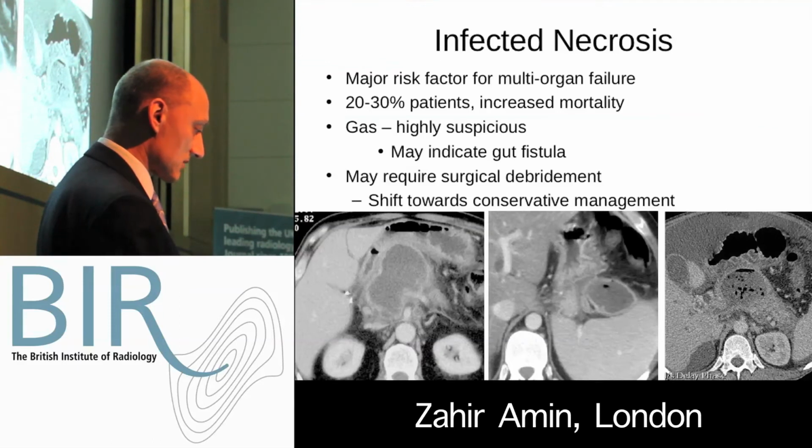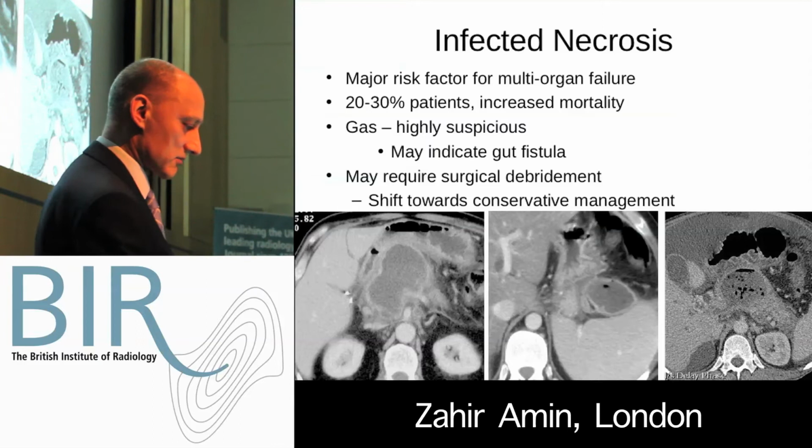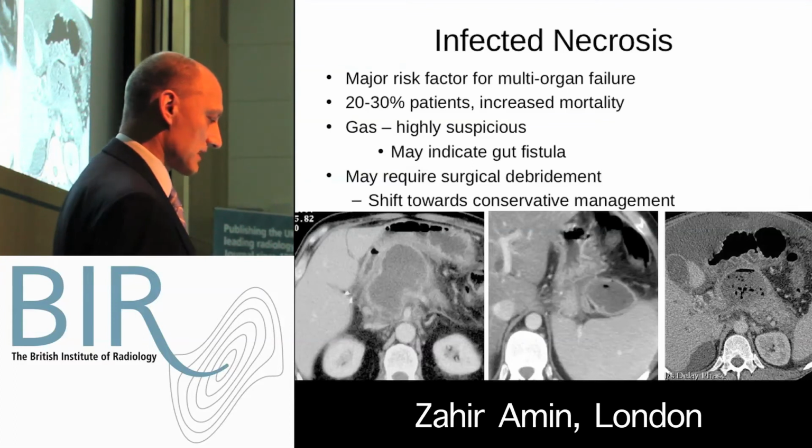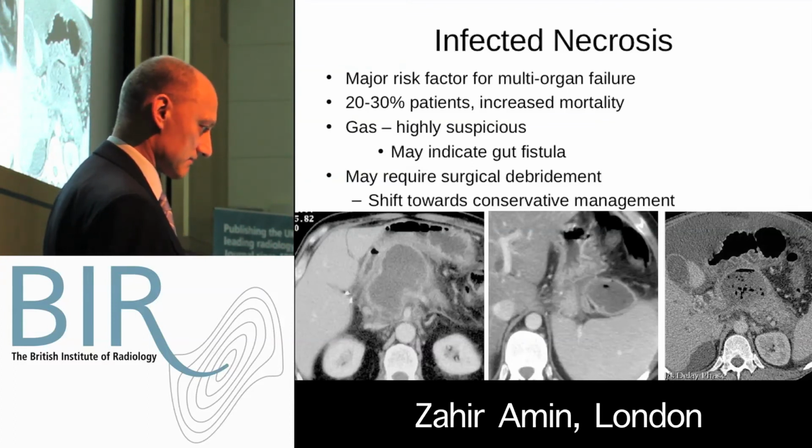Sometimes you may see quite a thick and enhancing wall of the collection with stranding in the fat. And again, if the patient's septic, that would strongly indicate infected necrosis. And this is a more typical example of infected necrosis with lots of pockets of air within it. The infected necrosis may require surgical debridement, but there is a shift towards conservative management.